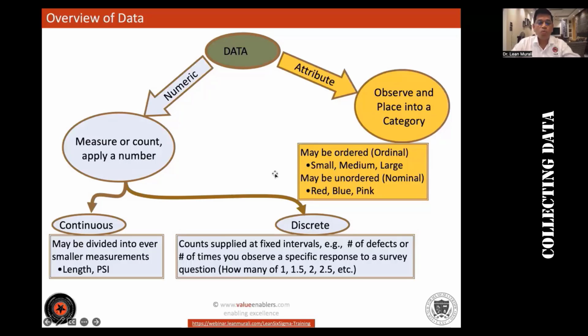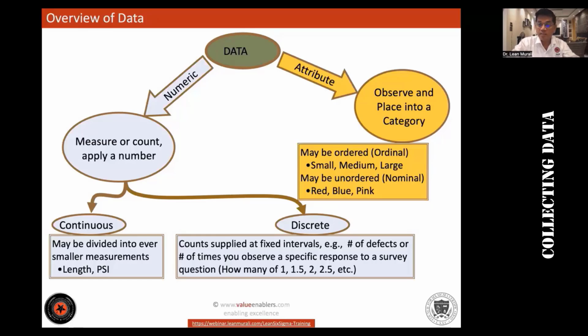What size of pizza do you want? All of you put it in the chat box. Small, medium, large. Okay, all of you want large. This is called ordinal data. If you're having some drinks, whether you want small, medium, or large, what type of drink do you want to have in a party today?